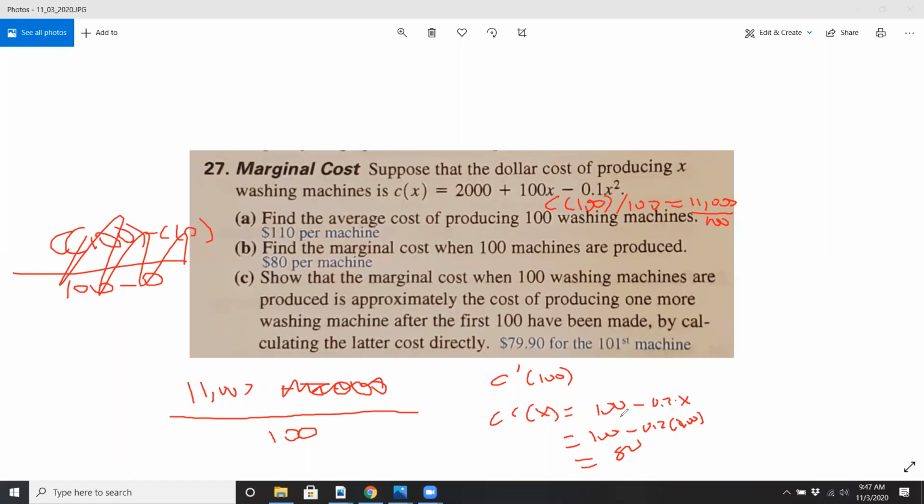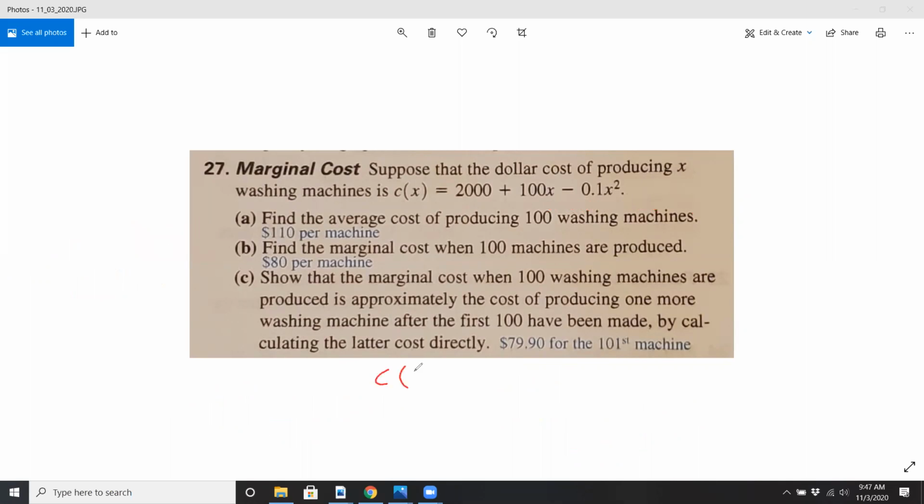For part C, show the marginal cost when 100 machines are produced is approximately the cost of producing one more washing machine after the first 100 have been made. What you do for that one, which might be a little confusing, is you want to do C of 101 minus C of 100 over 101 minus 100.